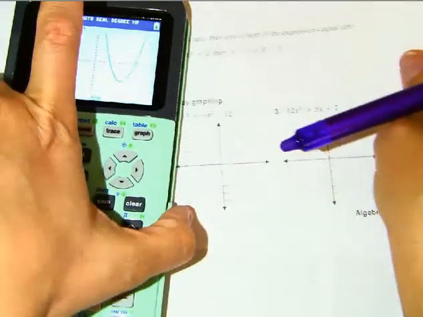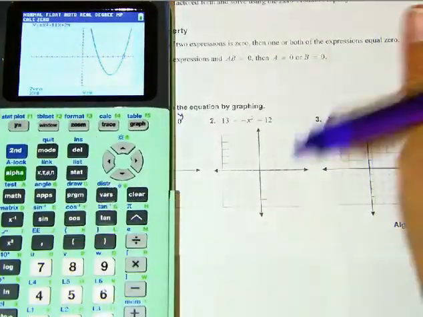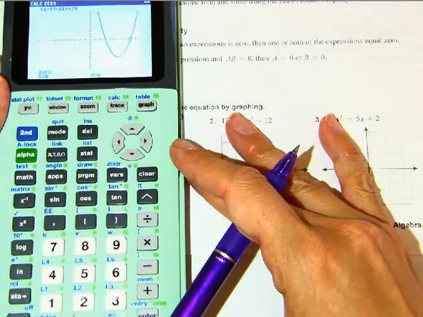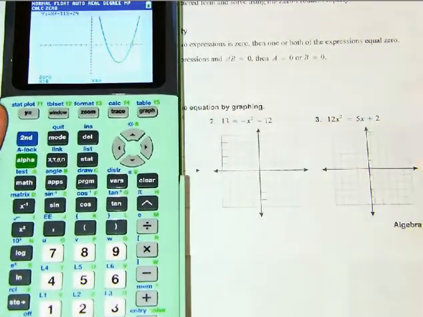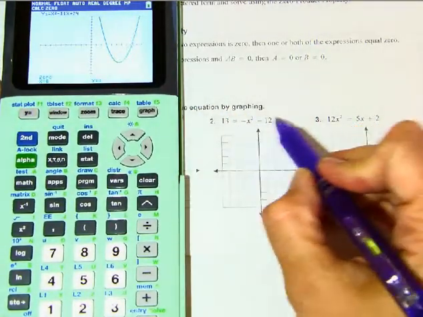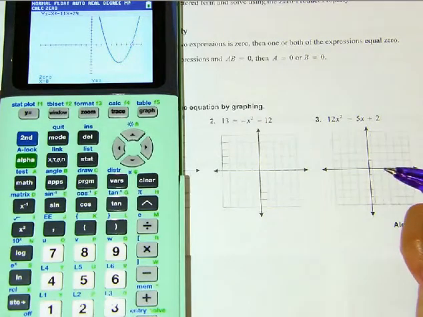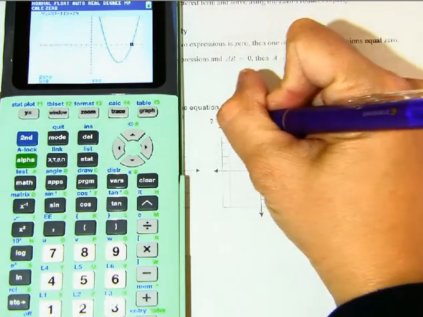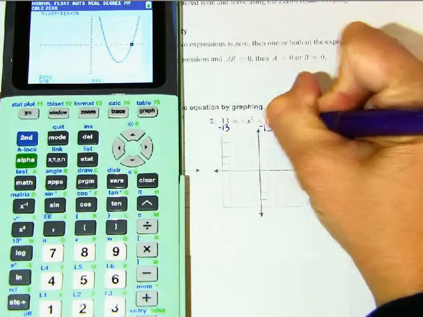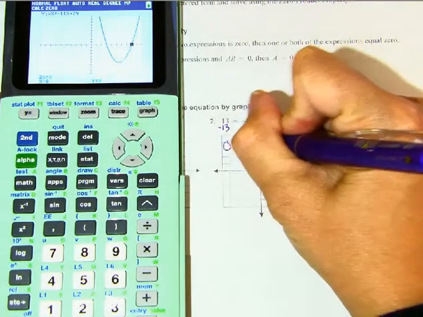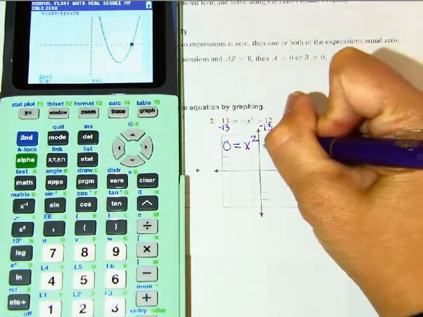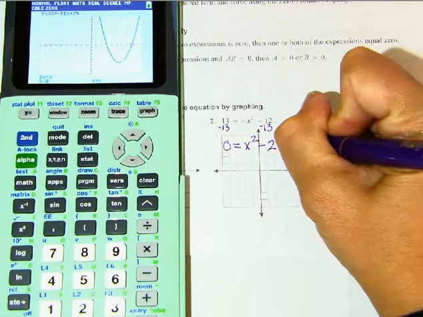Okay, so I'm going to switch these here. There we go. Hopefully you can still see what you need to on the calculator. All right, now this problem here is not equal to 0. So I need to make it equal to 0, and I'm going to do that by subtracting 13 from both sides. And I get 0 equals x squared minus 25.